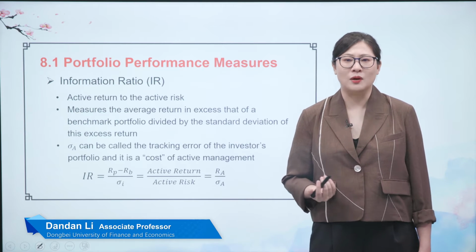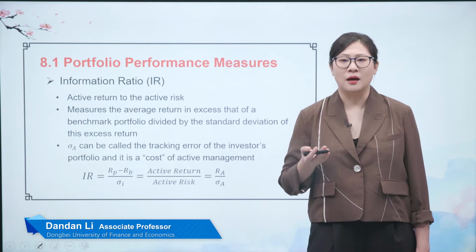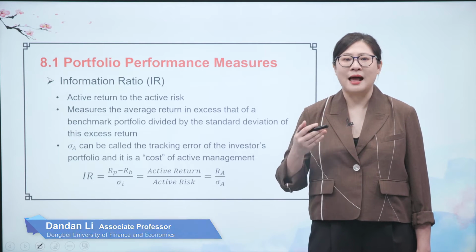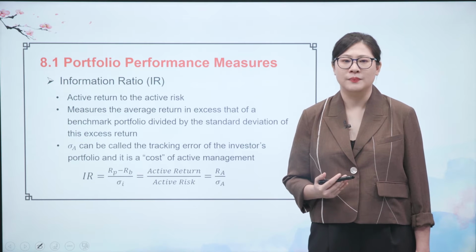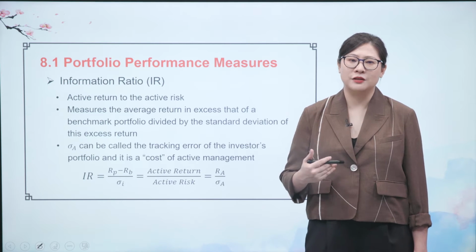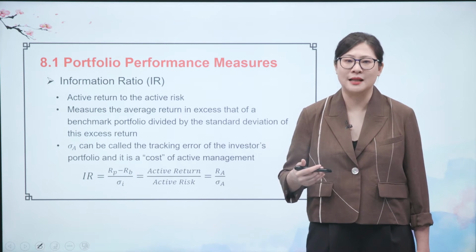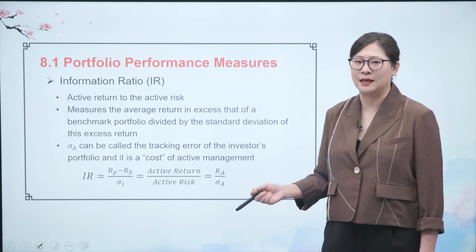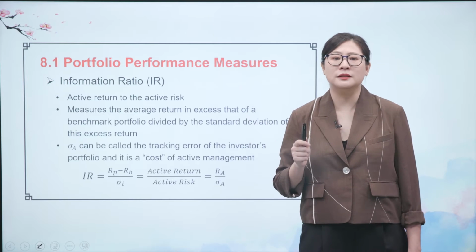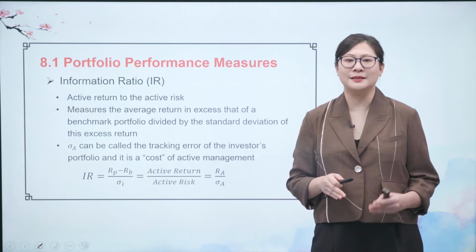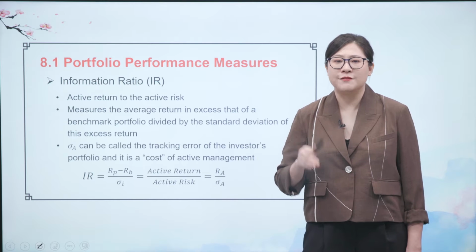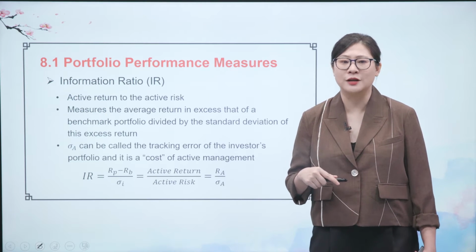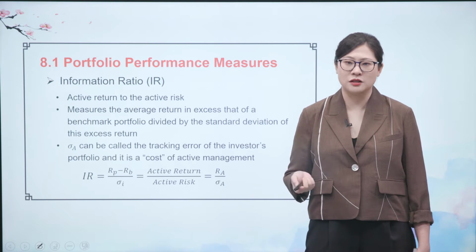The last measure I want to mention is the information ratio. The information ratio can be used as the active return to active risk. We mentioned active return and active risk in the previous lecture, but now we should discuss more details about that. The information ratio measures the average return in excess of a benchmark portfolio divided by the standard deviation of this excess return. The standard deviation of this excess return is our active risk.